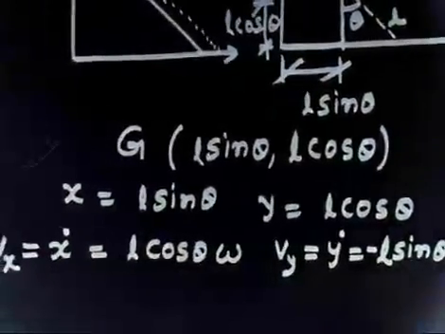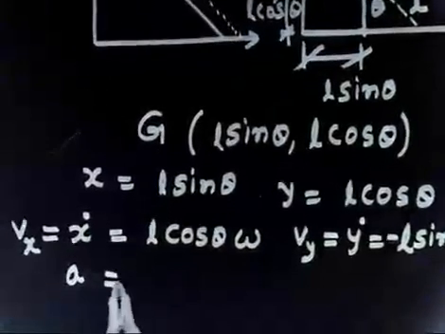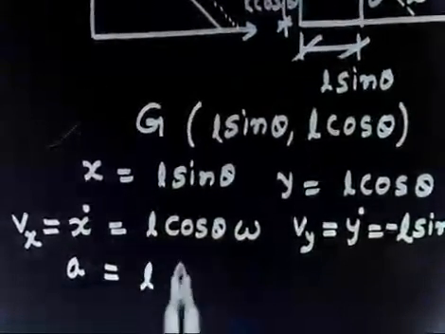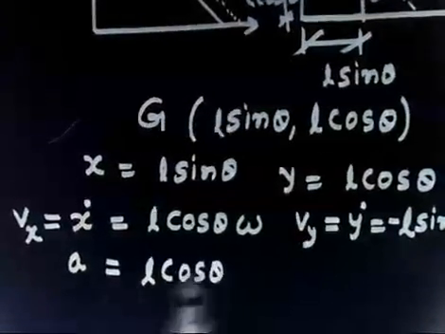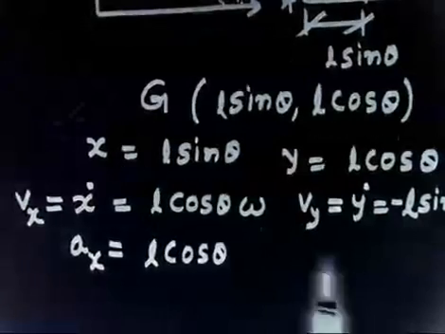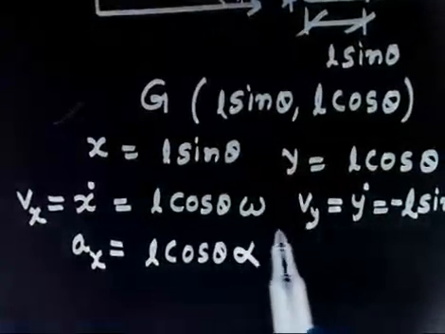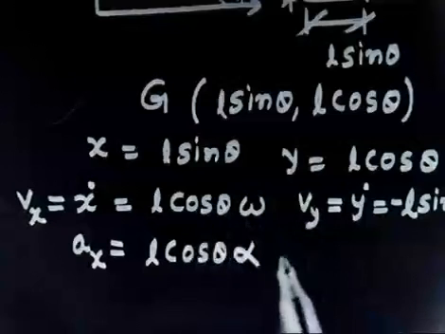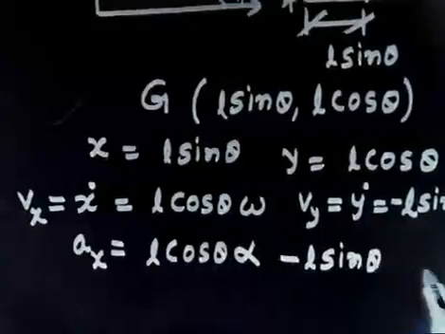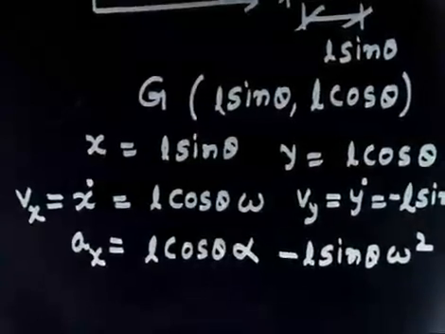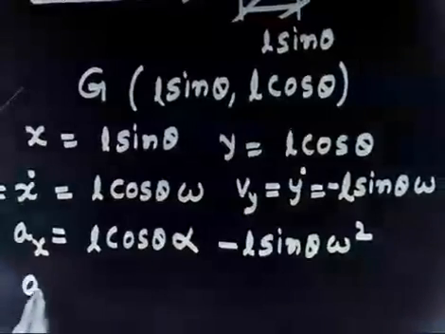I can find acceleration in the x direction if I differentiate once again. So I will have Ax, so let us say L cos theta, let us differentiate omega. So this is Ax, d omega by dt, let us call that d omega by dt is alpha. And then I have to differentiate cos theta, so cos theta is minus L sin theta, and d theta by dt, that is omega square. So this is Ax.